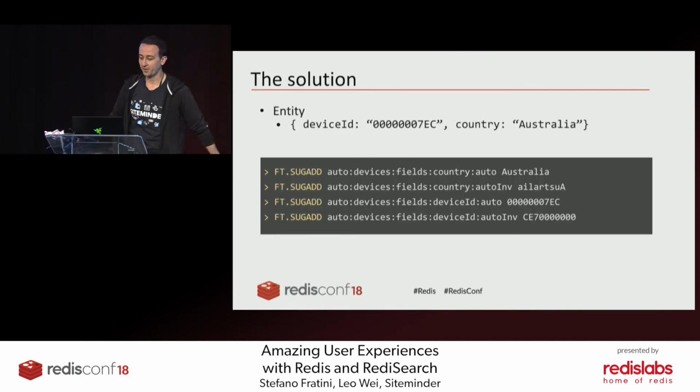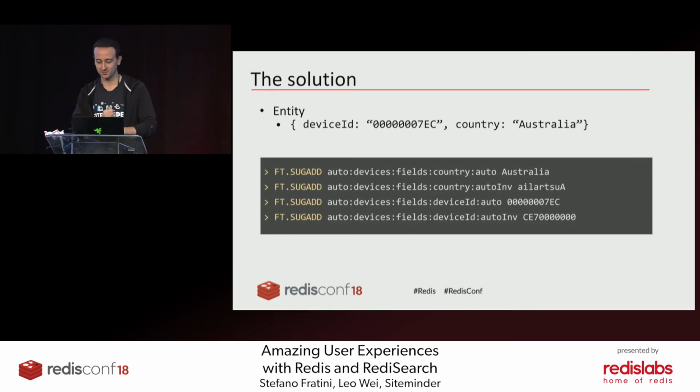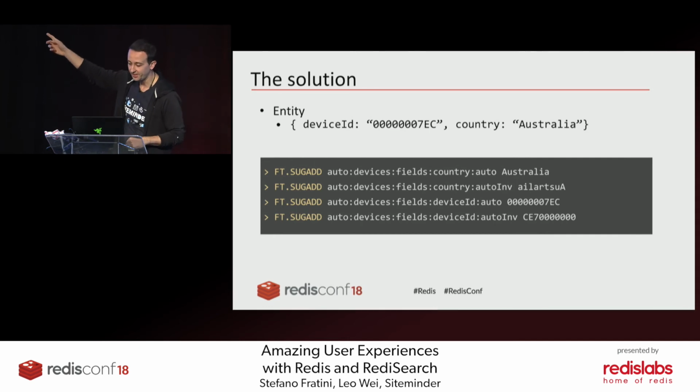So how do we work around this problem? What is the solution really? It's one of those nice geeky solutions that comes with algorithms. We ingest every field and every possible value twice: once as is and once inverted. So you have Australia and then the inverted Australia, the device ID and then its inverted version. So we are effectively doubling our data structures in memory.